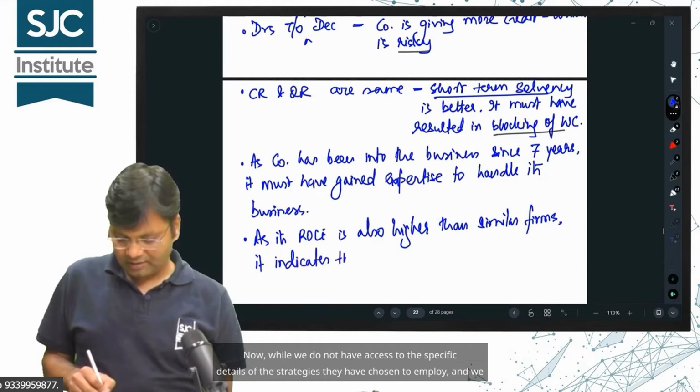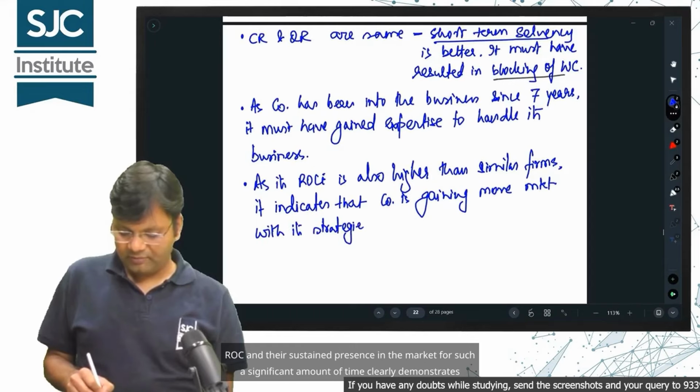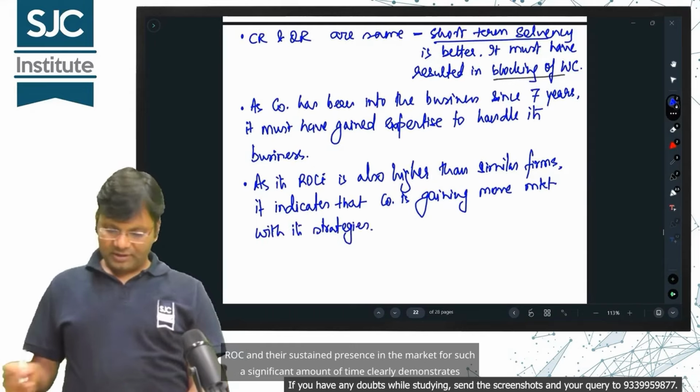Now, while we do not have access to the specific details of the strategies they have chosen to employ, and we cannot say with certainty exactly what steps they have taken to achieve these results, the evidence suggests that their approach is working very well. The fact that they are achieving a higher ROC than their competitors, and that they have managed to remain in business and continue growing for a period of 7 years, further supports the idea that their management team is making effective decisions. In summary, although the precise methods they use remain unknown to us, the combination of their impressive ROC and their sustained presence in the market for such a significant amount of time clearly demonstrates their expertise and the effectiveness of their business strategies.